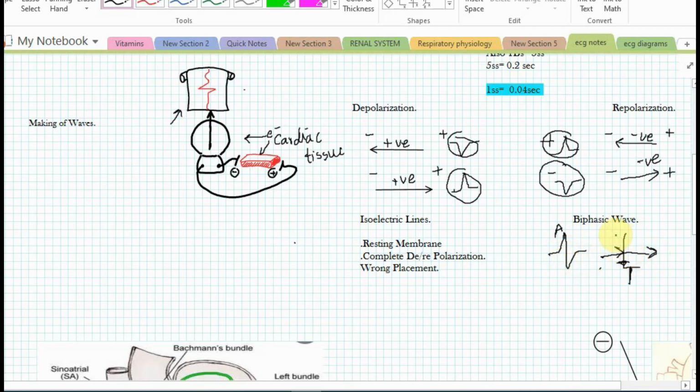Now, considering this wave was a depolarization, if a positive vector or a depolarization vector is moving towards the electrode and then going away from the electrode, as the electrode is placed perpendicular or at the middle of the cardiac tissue, you might sometimes get a biphasic wave.